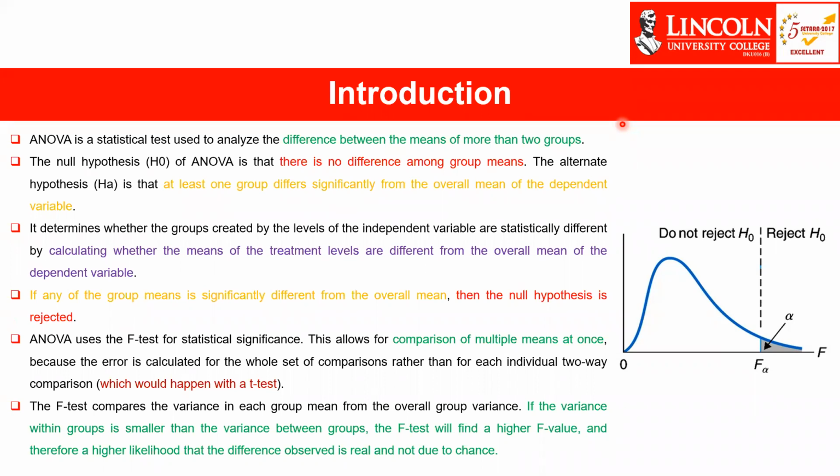Now, the F-test compares the variance in each group mean from the overall group variance. If the variance within groups is smaller than the variance between groups, the F-test will find a higher F value, and therefore a higher likelihood that the difference observed is real and not due to chance.